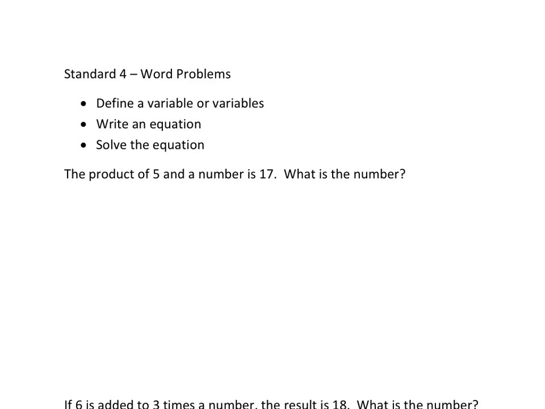Standard 4 is about solving word problems. There's three main steps to solving a word problem. First, you define a variable or variables. If you're lucky, the equation only needs one variable to solve, but sometimes they're more complicated and you need two or more variables. After you have your variables, you write an equation with them, and then you solve it.